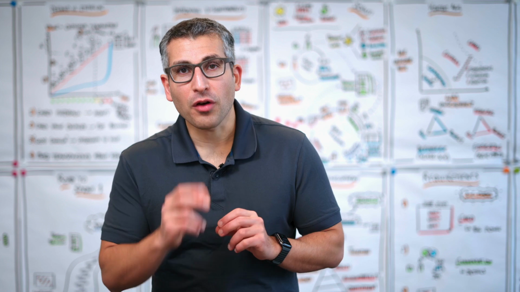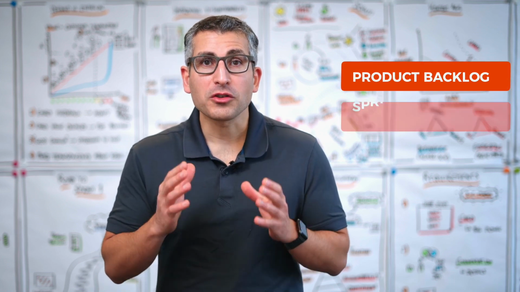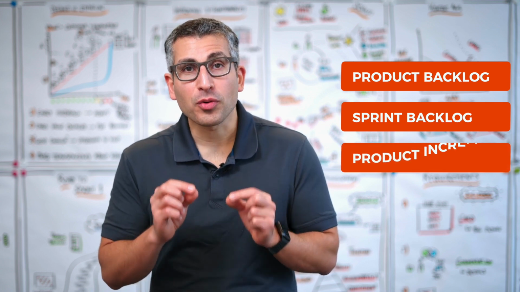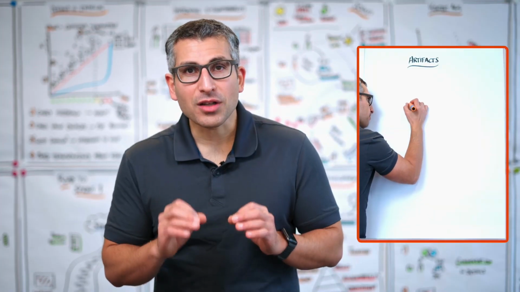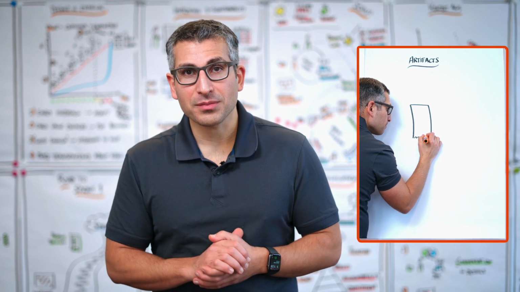In this module, we will deep dive on the artifacts in Scrum. In Scrum, there is a total of 3 artifacts. Number 1, the product backlog. Number 2, the sprint backlog. And number 3, the product increment. Every single one of these artifacts comes with a commitment to them. The product backlog has the product goal, the sprint backlog has the sprint goal, and the product increment has the definition of done. Let's start with the product backlog, which is at the heart of all of these artifacts.